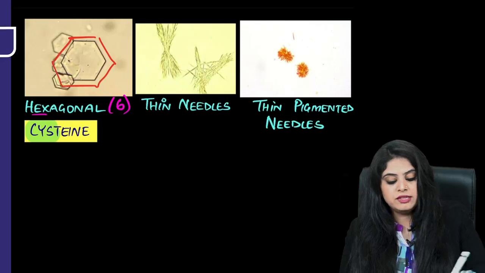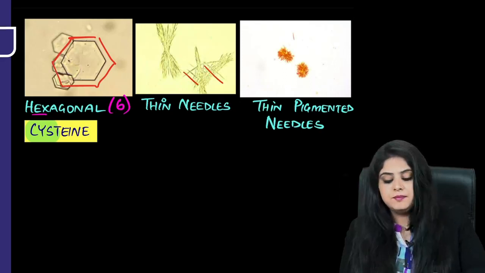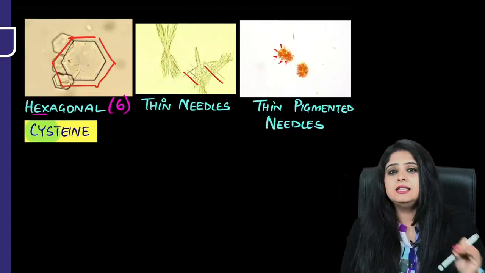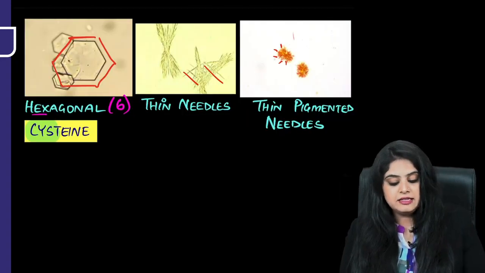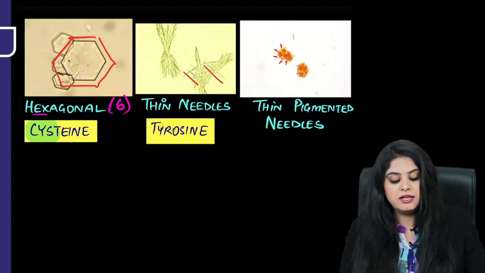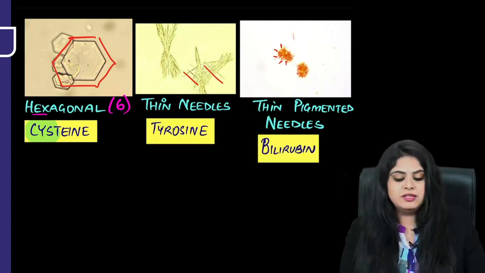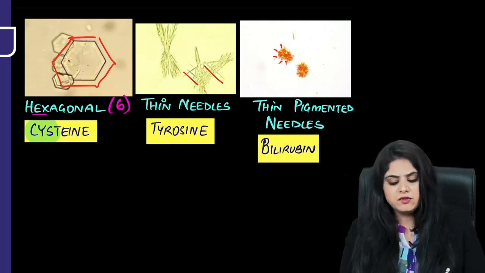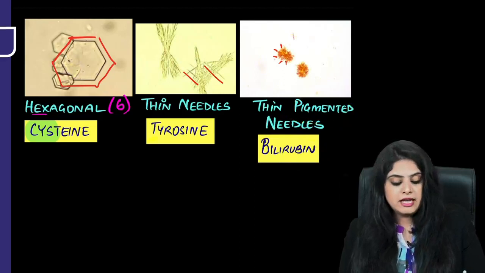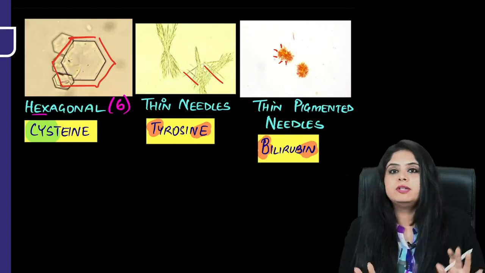Then I'll show you, look at this, very thin needles over here and very thin needles over here. So there are thin needles. One of them is referred to as tyrosine and one of them is bilirubin. So how will you differentiate? Of course, which of them is going to be brown and pigmented? Bilirubin is going to be pigmented. So tyrosine, remember tyrosine is also very thin. Bilirubin is also very thin, but bilirubin is pigmented.